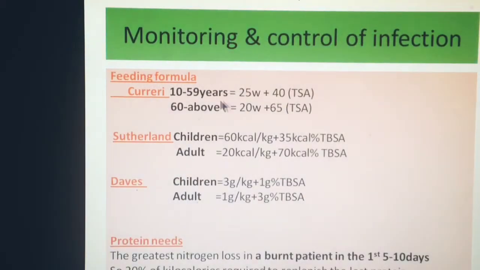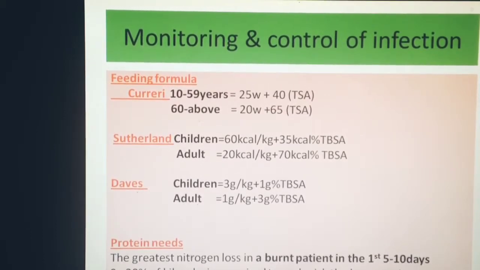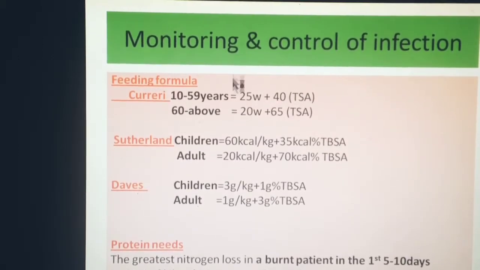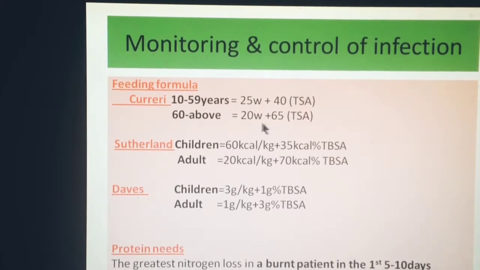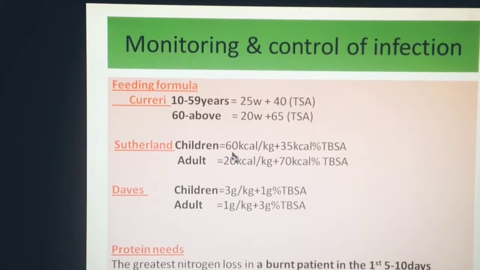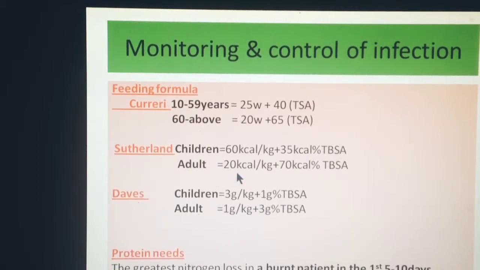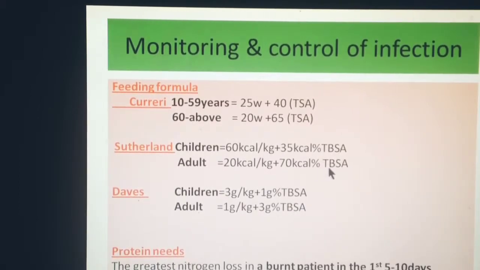The feeding formula for a proper nutrition balance is by Curreri's formula, by the Sutherland formula, by the Davis formula, and protein needs. The Curreri formula states that when the patient has been burned and is within the age of 10 to 59 years, the food that is administered is 25 multiplied by the weight plus 40 times the percent of total surface area. If the patient is above 60, the feeding formula is 20 times the weight plus 65 times the percent of total surface area. In Sutherland, children should receive approximately 60 kcal energy per kg plus 35 kcal multiplied by percent of total body surface area. In adults, they should receive approximately 20 kcal energy per kg plus 70 kcal times the percent of the total body surface area.